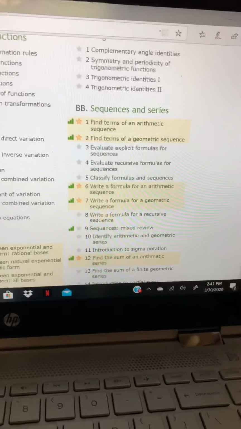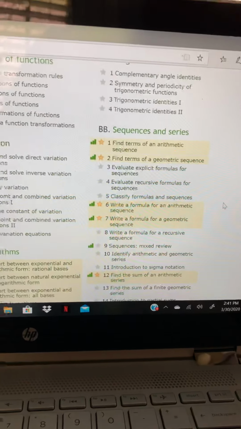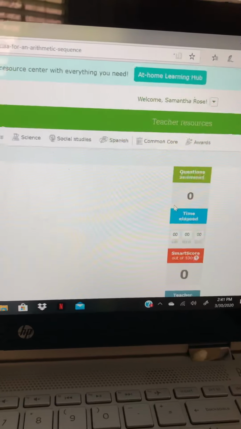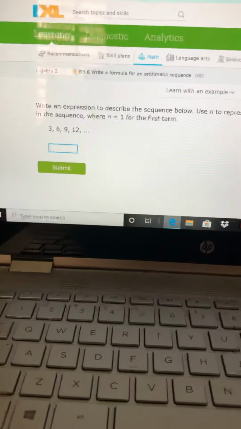Okay, we're now ready to try BB6. Write a formula for an arithmetic sequence. Alright, and then they give us a sequence to look at here. But first, let me show you. This is the formula that we use to write an arithmetic sequence.